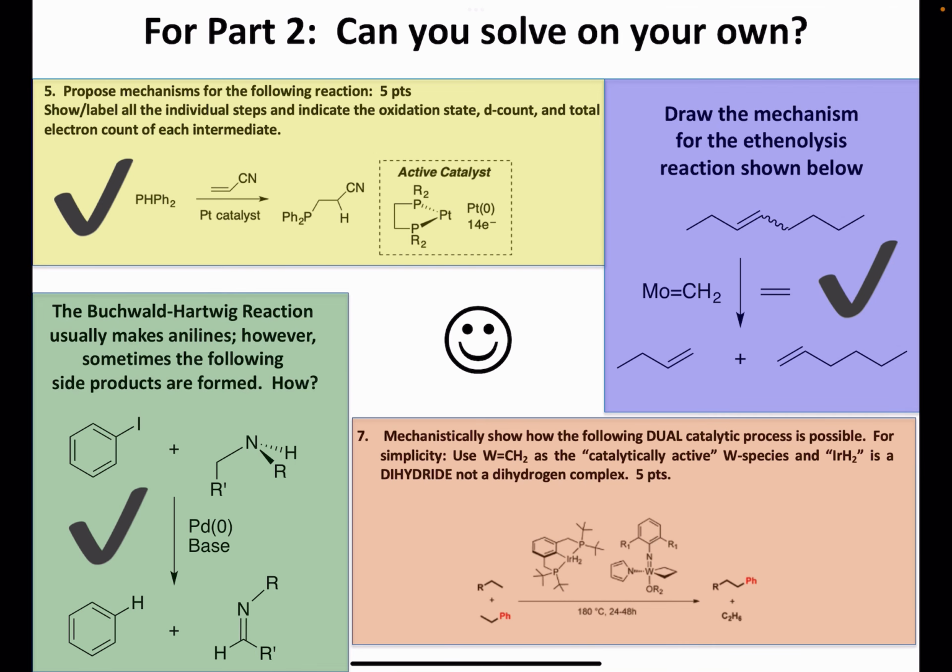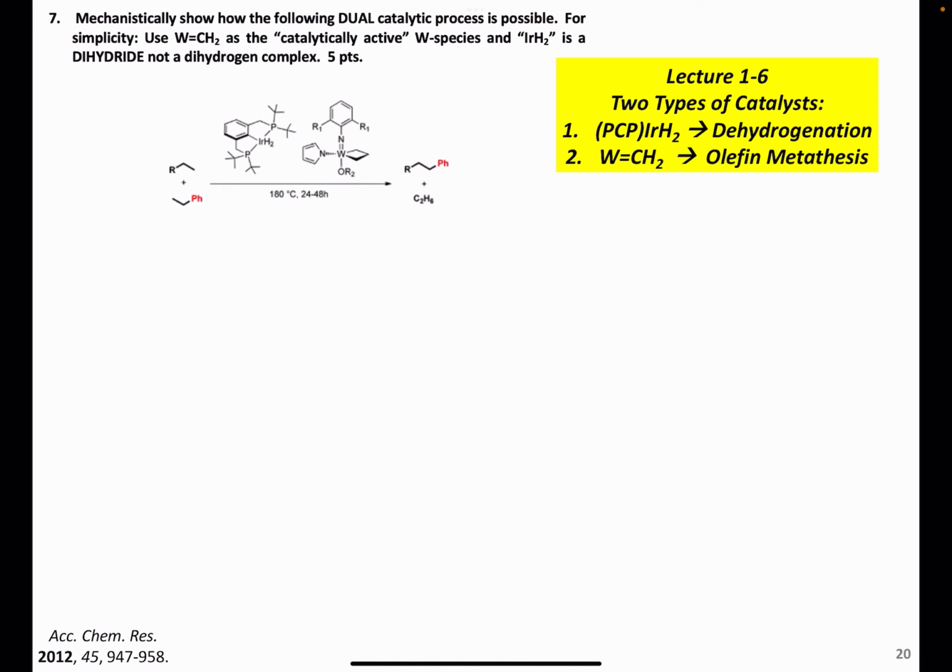All right, and so we did this one. How about this process shown here? Mechanistically show how the dual catalytic process is possible. For simplicity, use a tungsten methylidyne as your active catalyst, and your iridium dihydride is the other active catalyst. If you go back to lecture 1-6, we talked about both of these catalysts.